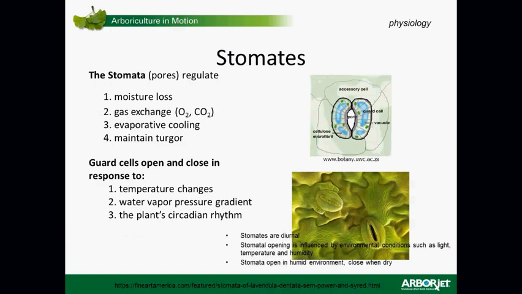So the stomates are very important because they regulate moisture loss and gas exchange in the plants. They are responsive to diurnal changes, which means that the plant has a circadian rhythm. In general, they are open during the day and they close at night. That's not absolutely true. Some desert plants work the other way. They also respond to temperature changes. When it gets very hot in the summer, they'll tend to close, even during the daytime. And they are subject to water vapor pressure gradients, which is very important, as we'll see in a little bit.